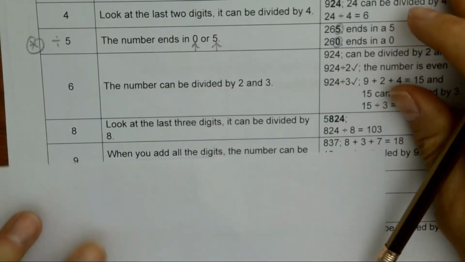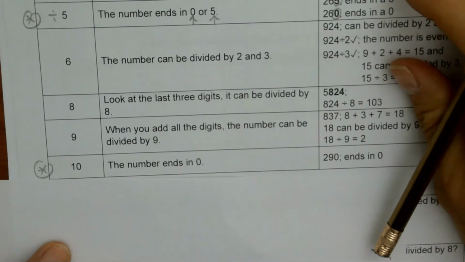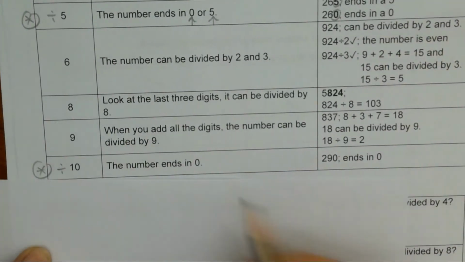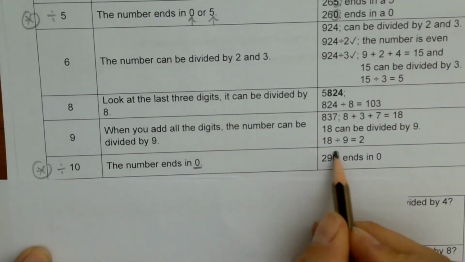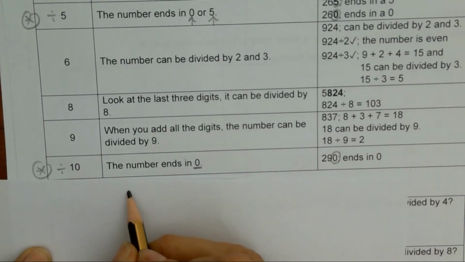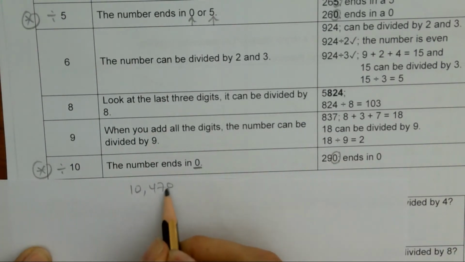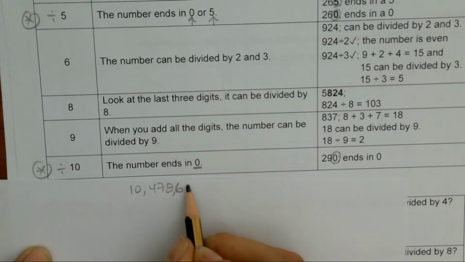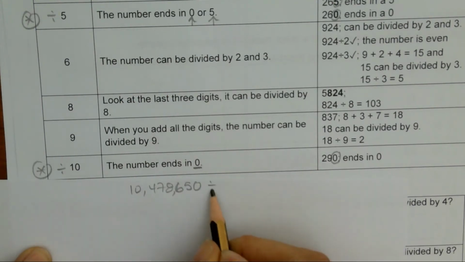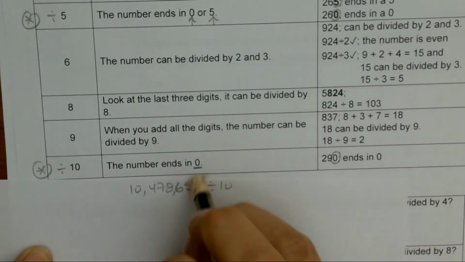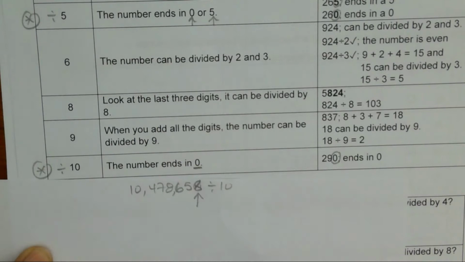Now, if I want to know if a number is divisible by 10, the last digit has to be a 0. So if I have 10,478,650, is that divisible by 10? Yes, because it ends in a 0. If I change this to an 8, and I say, is this divisible by 10? No, it's not, because it does not end in a 0. Okay? So these 3 are the easiest ones to remember, and they're useful.